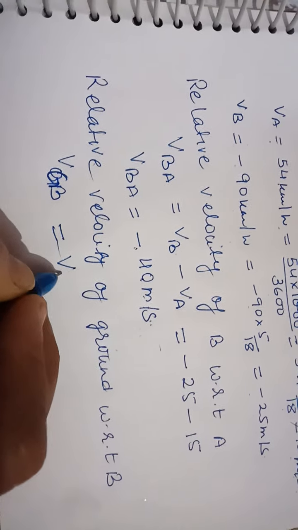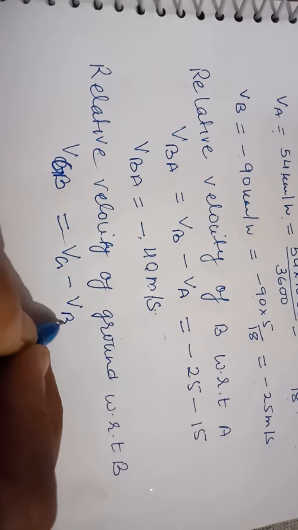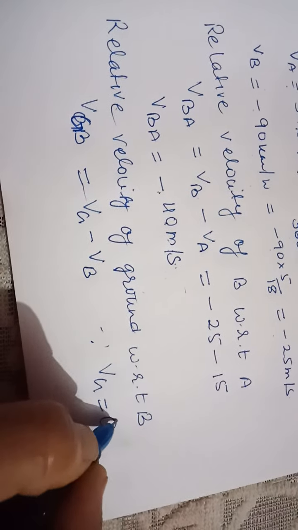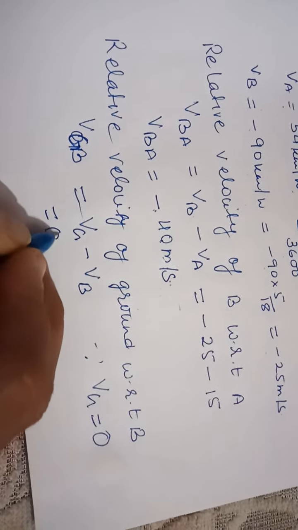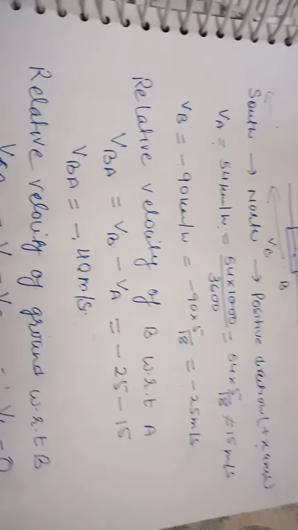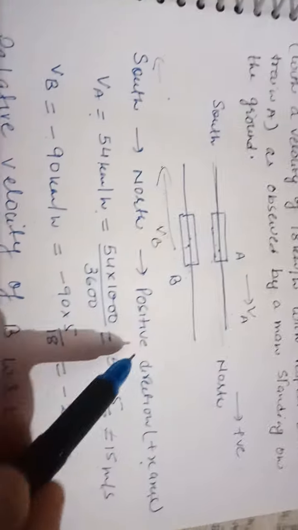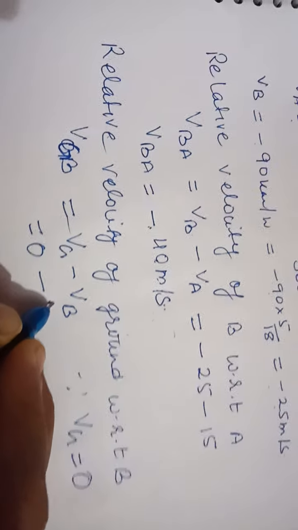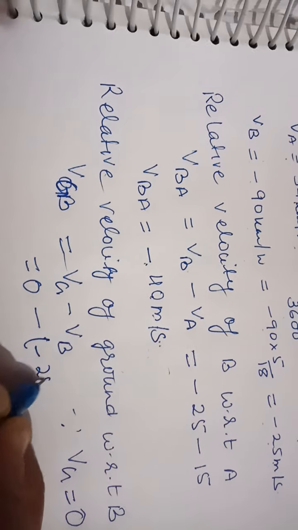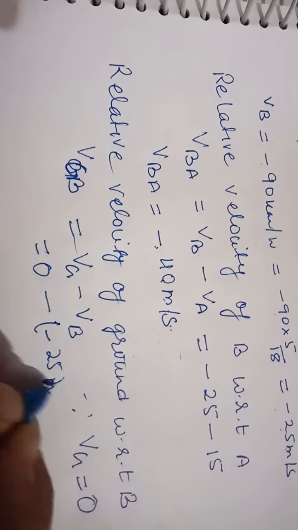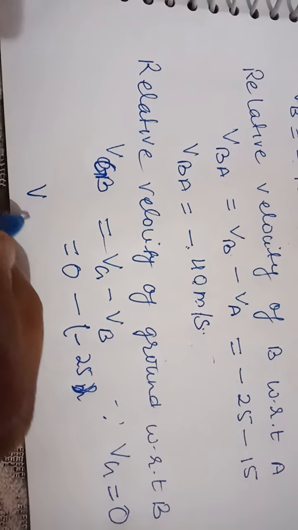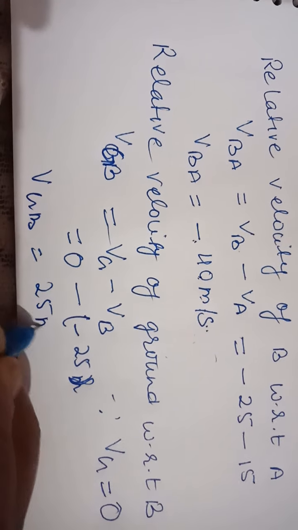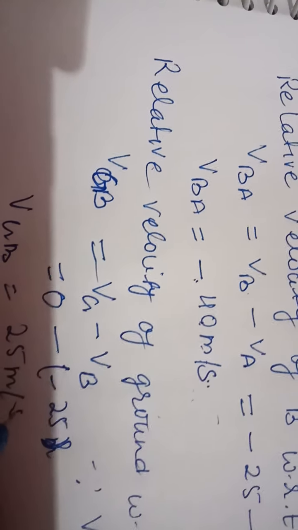What you will write? Vg minus Vb. But ground velocity is equal to what? 0. So you will write 0 minus, what is this? This is 25 meter per second. So you will substitute here minus 25 meter per second. So you have got VGB is equal to 25 meter per second.